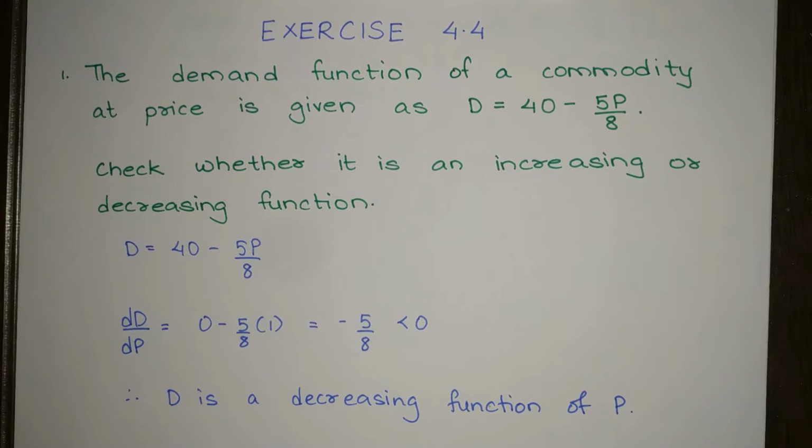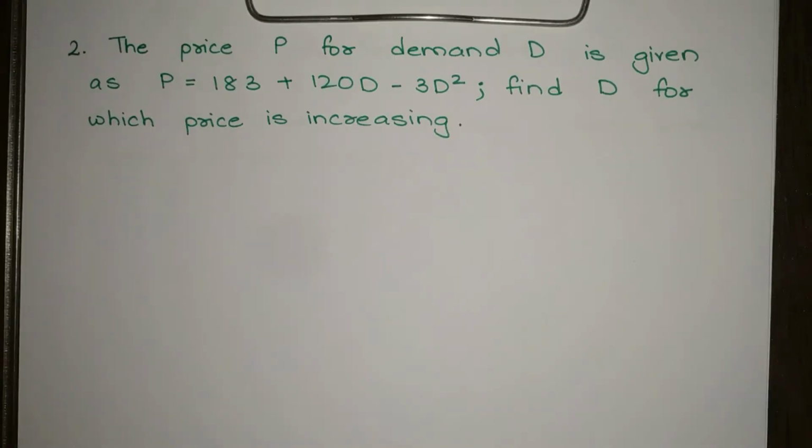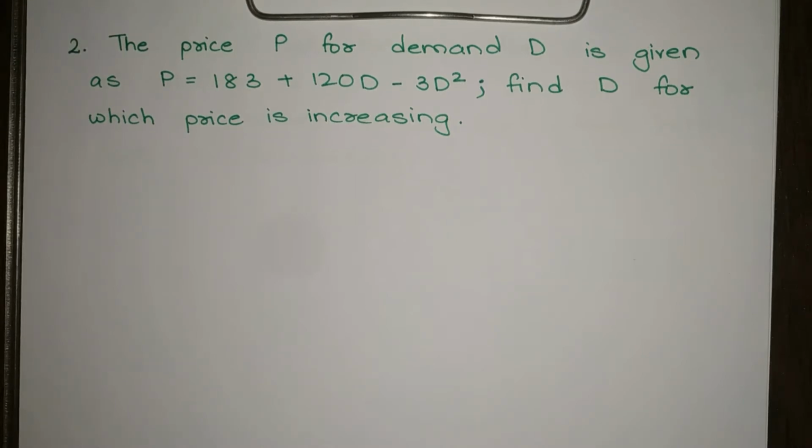Okay, let's do the next question. The price P for demand D is given as P is equal to 183 plus 180D minus 3D squared. Find D for which price is increasing. So here actually price is given in terms of demand and we have to see कि price कब increasing है.